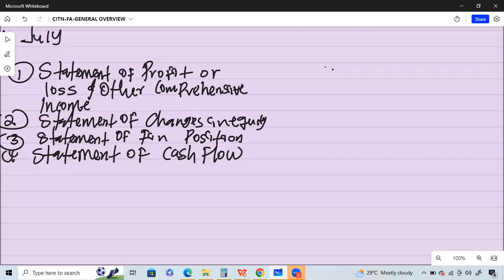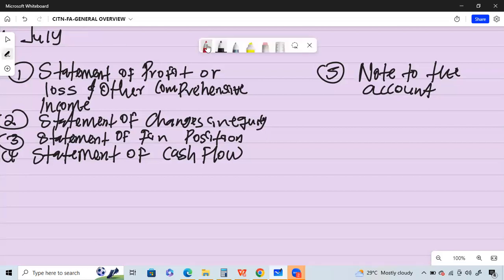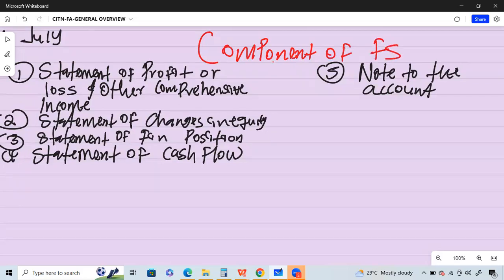And number five is what we call the note to the accounts. So these are the five components of financial statements. These are the five components of a financial statement.